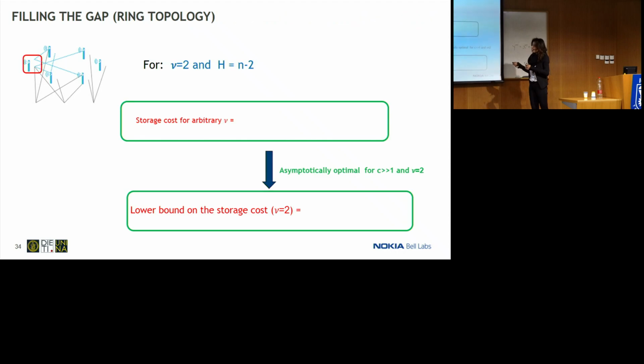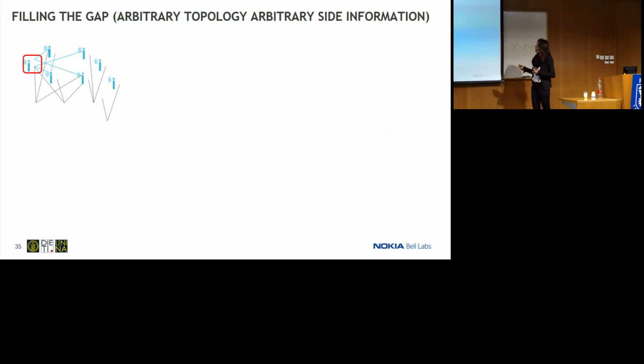Now, this was a very baby case, a ring topology, where everybody knows the state of everybody else except for one node. So what can you say for arbitrary topology and for arbitrary side information, where the number of nodes that each node knows is arbitrary, you can choose.